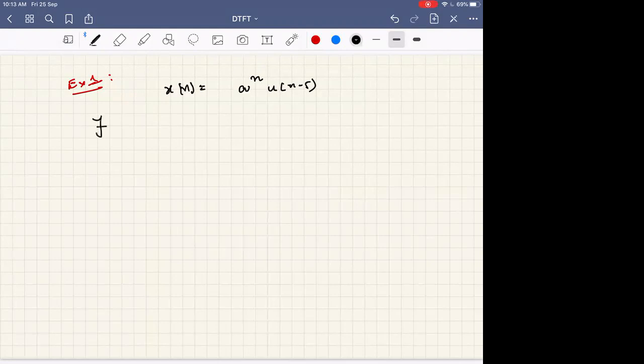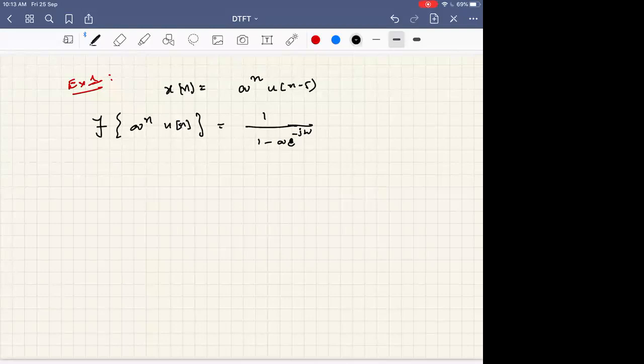You have seen previously the discrete time Fourier transform of a power n u of n. Do you remember what it is? Yes, sir: 1 divided by 1 minus a e power minus j omega. This we have seen in the previous classes. Now I would like to make use of this in finding the discrete time Fourier transform of this.